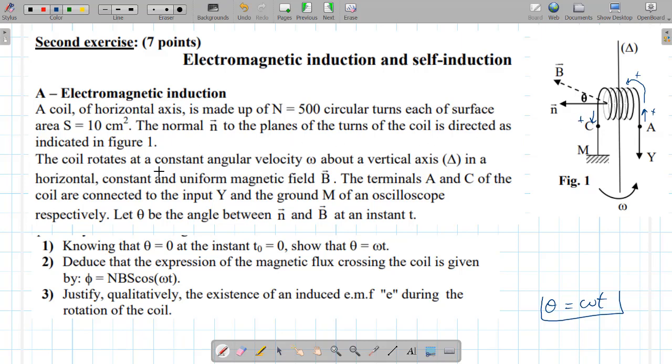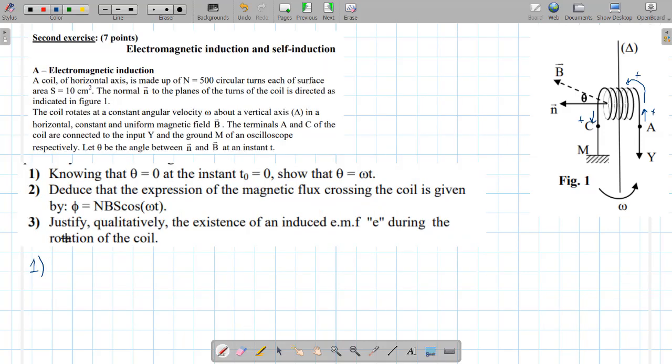The coil rotates at a constant angular velocity omega about a vertical axis delta in a horizontal constant and uniform magnetic field B. The terminals A and C of the coil are connected to the input Y and the ground M of an oscilloscope respectively. Let theta be the angle between N and B at an instant T. Part 1. Knowing that theta equals 0 at the instant T0 equals 0, show that theta equal omega T.